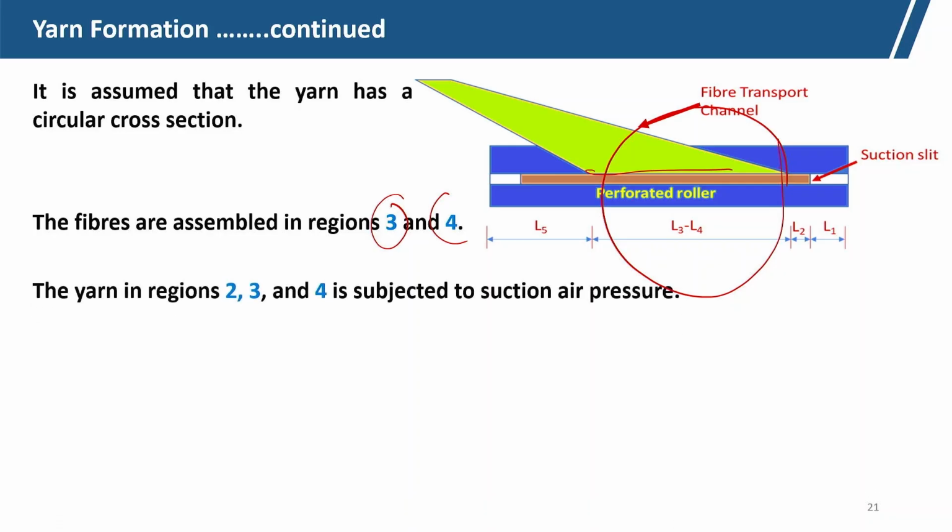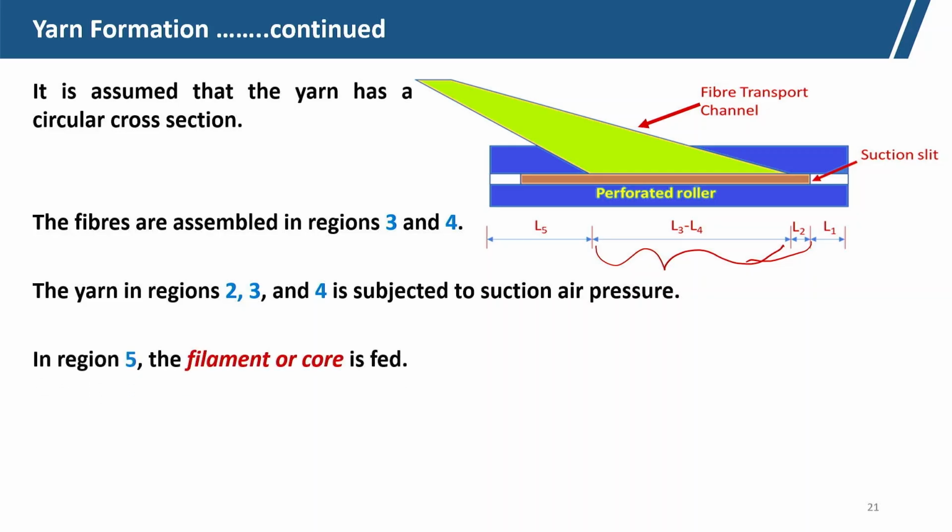The yarn in regions 2, 3, 4 is subjected to the suction air pressure, because the suction slit extends up to 2. So in this zone 2, 3, 4 the yarn will be subjected to pressure, because the yarn is under the control of the suction air pressure.